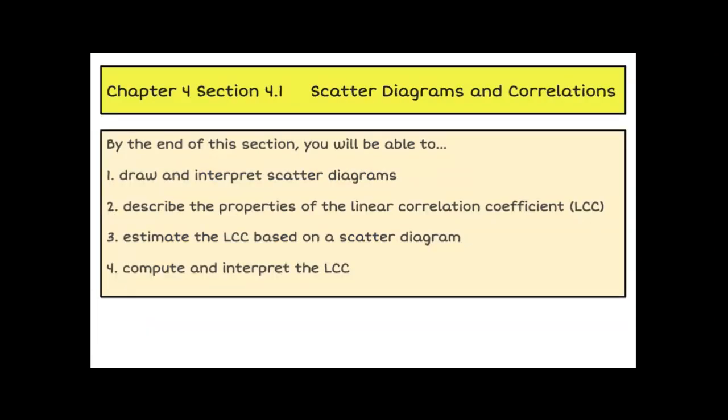All right, so let's begin with section 4.1, which is all about scatter diagrams and correlation. In this section, you will be able to draw and interpret scatter diagrams, describe the properties of the linear correlation coefficient, estimate the LCC based on a scatter diagram, and compute and interpret the LCC.